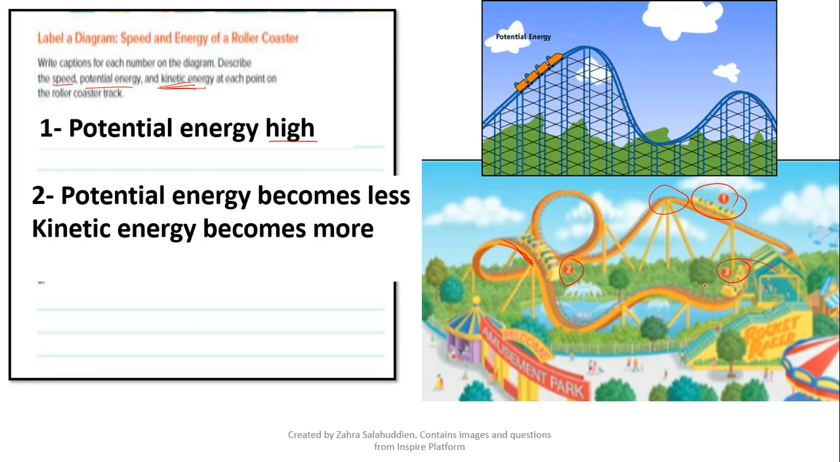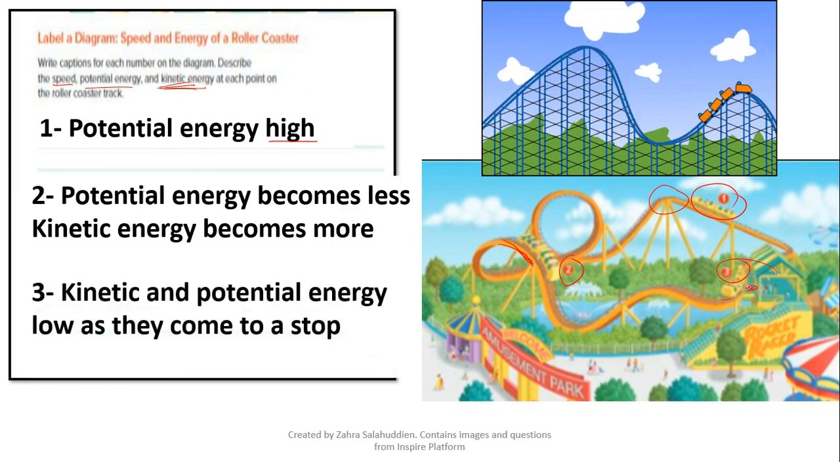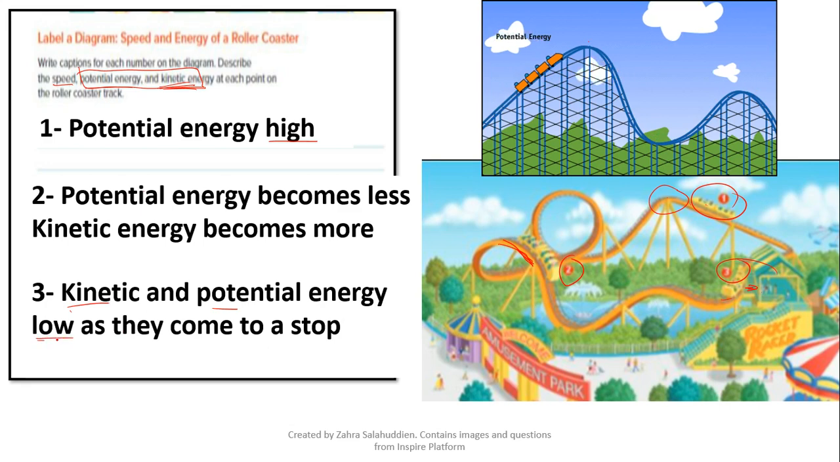For the last section of the track, you can see that it is coming to a stop over here. So at that point, both of the energies will become less as it comes to a stop. So you will write kinetic energy, potential energy. You can switch the words. It does not matter as long as you put both of these words. You can say low or less as they come to a stop.